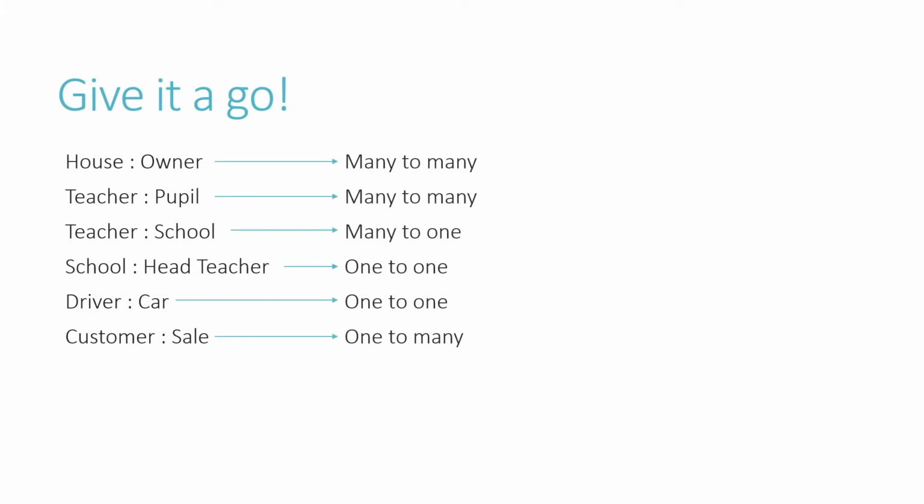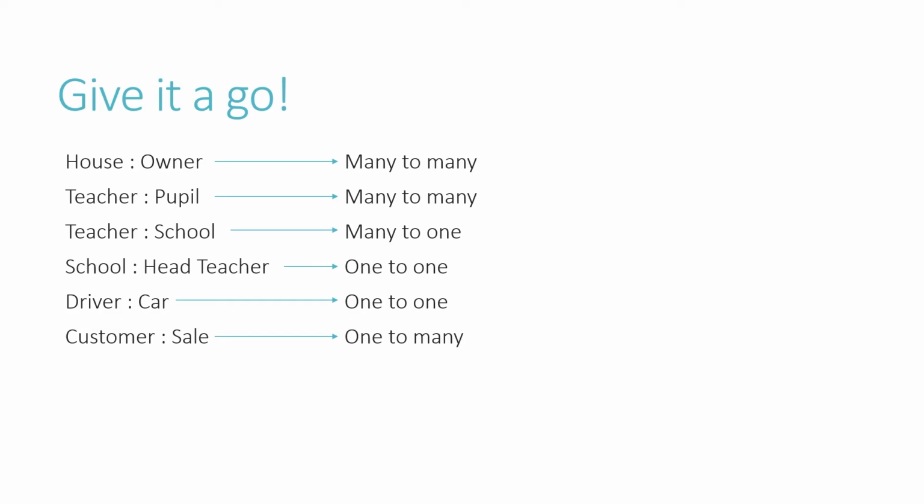A house to an owner. Many people can own a house, and a house can be owned by many people. A teacher can teach many pupils, and a pupil can be taught by many teachers. That's many to many. A teacher can work in one school, but a school can have many teachers. I know that technically teachers can work in multiple schools, but usually it's a one-to-many relationship. A school to head teacher, we've seen this before, that's a one-to-one. One school has one head teacher, a head teacher works in one school.